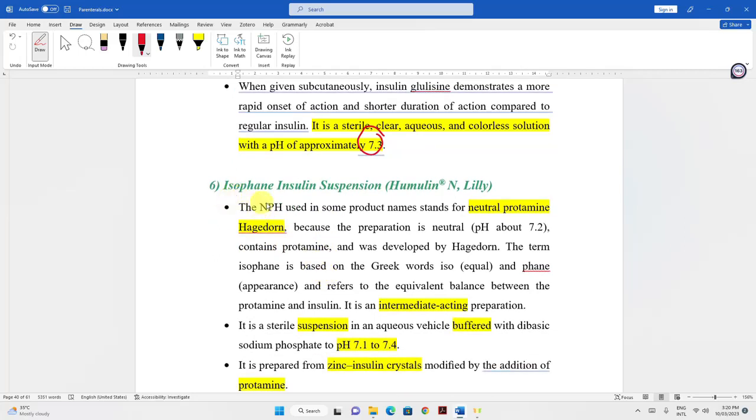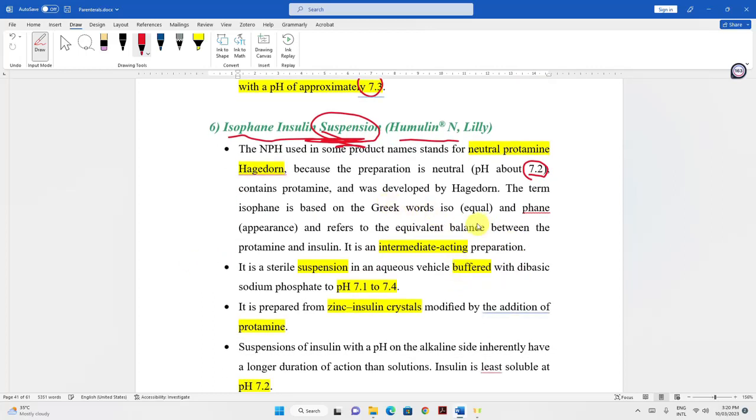This is repeated: isophane insulin suspension, Humulin N by Lilly. If you remember, we call it NPH insulin, neutral protamine Hagedorn. The pH of this preparation is 7.2. Don't forget that we are talking about a suspension.